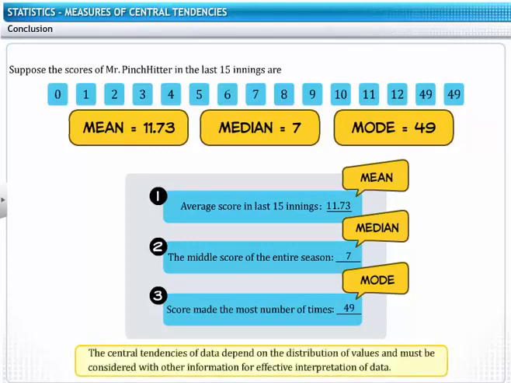Thus, we can see that the central tendencies of data depend on the distribution of values and must be considered with other information for effective interpretation of data.